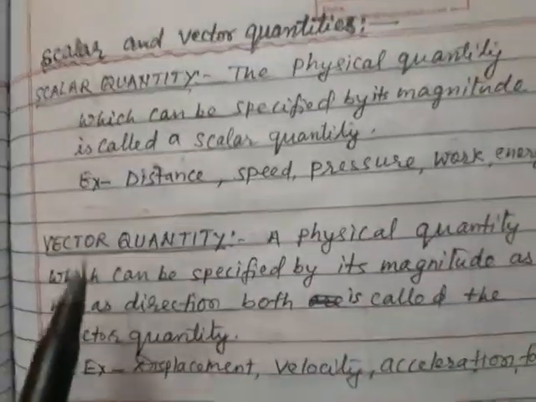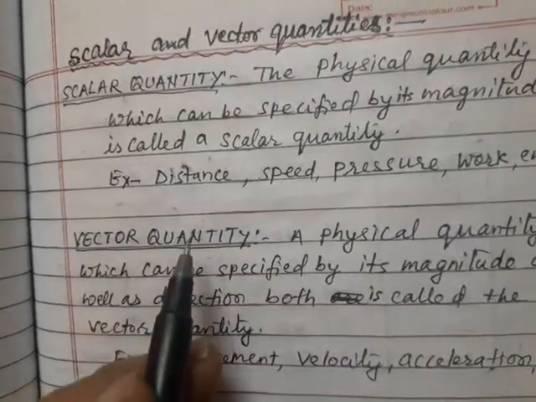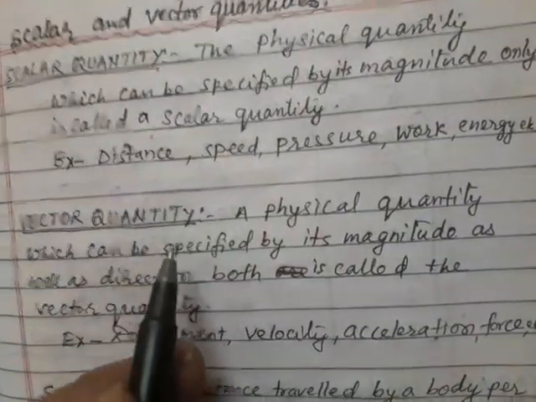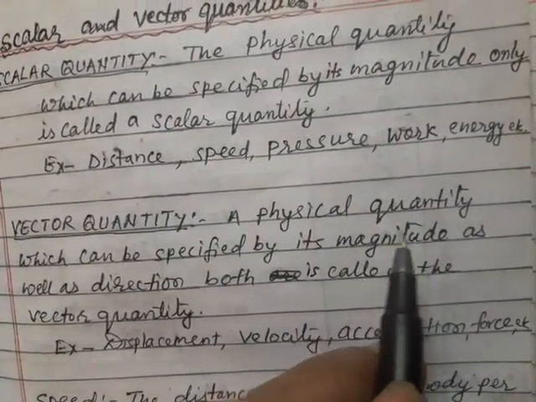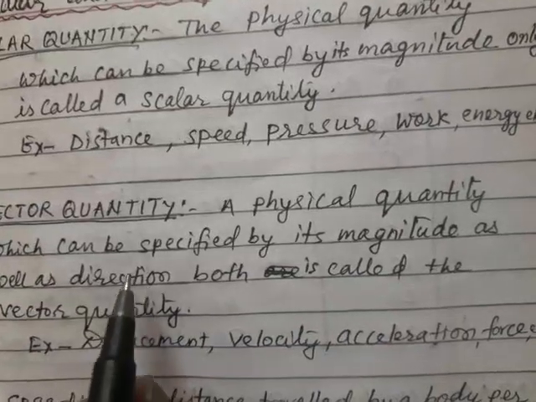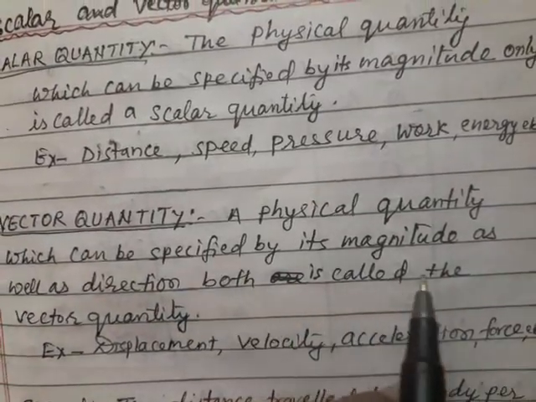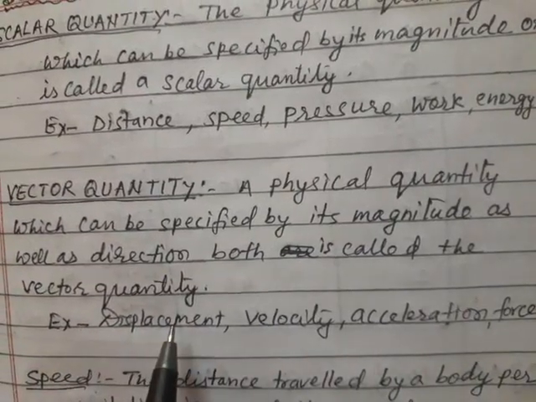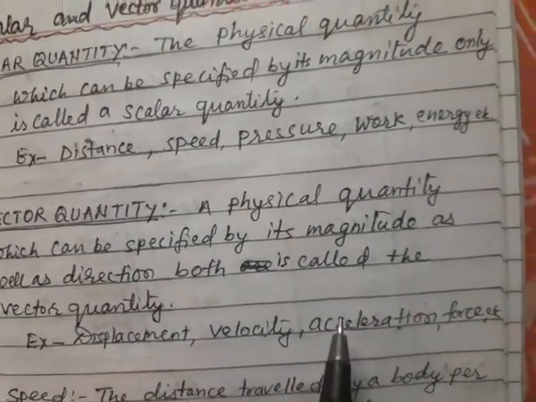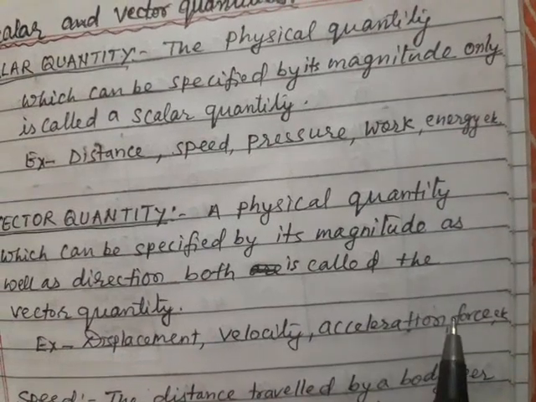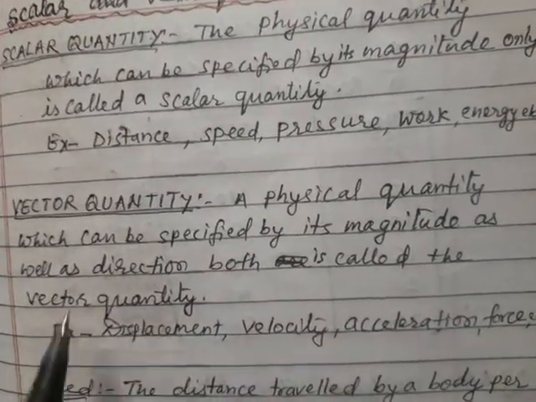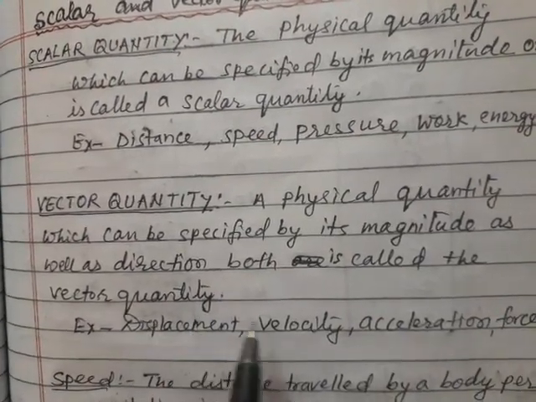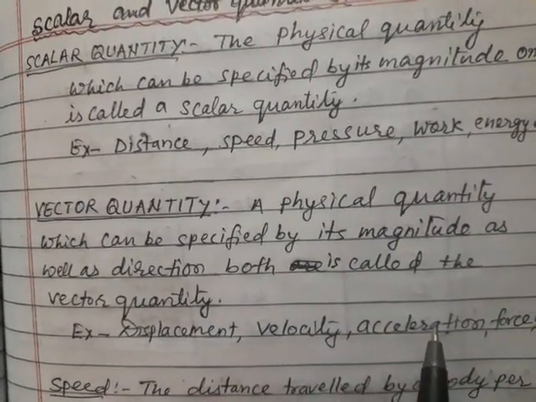Now again, vector quantity. A physical quantity which can be specified by the magnitude as well as direction, both, is called a vector quantity. For example, displacement, velocity, acceleration, force, etc. These physical quantities have magnitude as well as direction both.